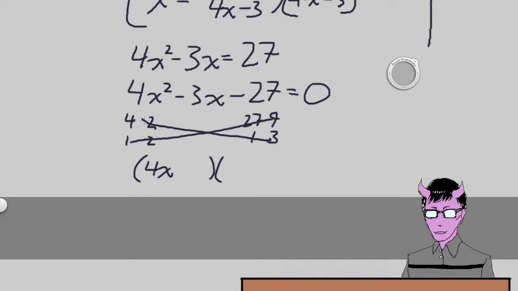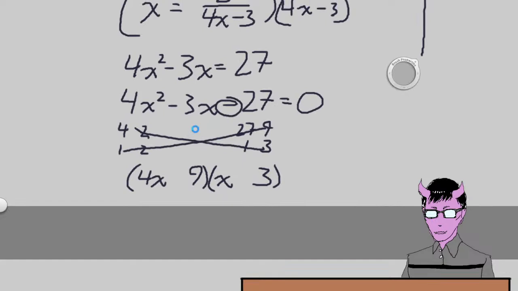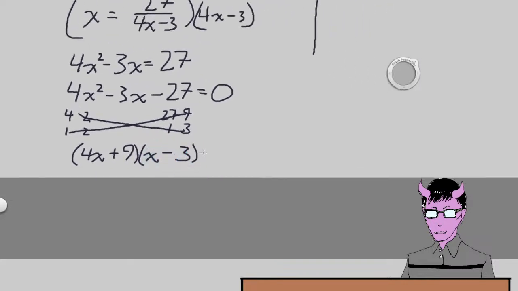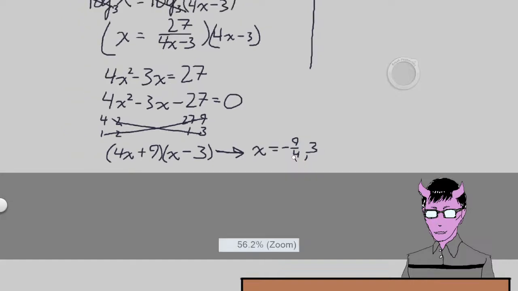The 4x has to be multiplied to the 3, and then the 1x has to be multiplied to the 9. The two signs are different. The larger of the two magnitudes is negative. That's the larger negative, smaller positive. Okay, cool. So thus we have two solutions. Therefore we have x is equal to, as candidates, negative 9 over 4 and positive 3.